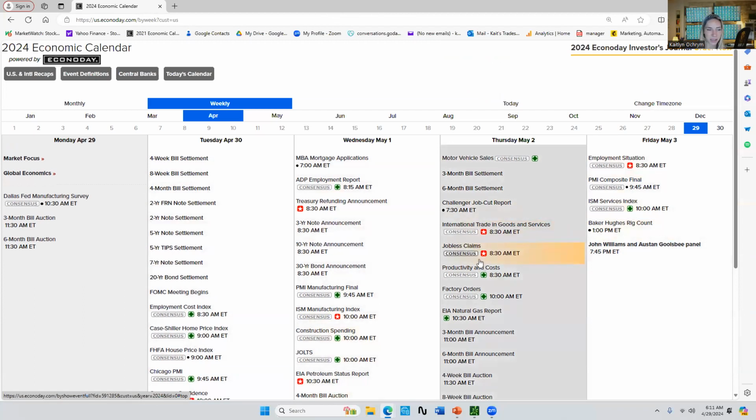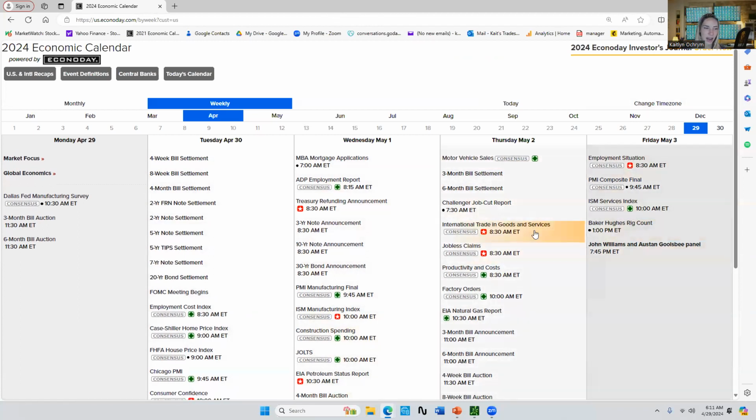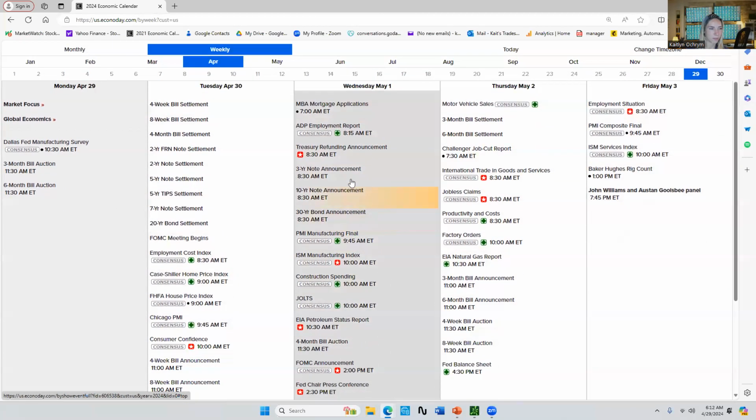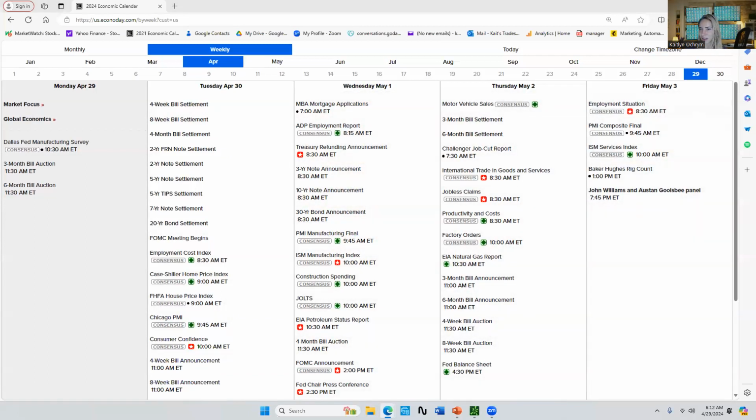Thursday, we've got jobless claims. Friday, we have employment situation. It's going to be a very, very busy week. And just make sure that you're aware that a lot of these economic reports do come out at 8:30 a.m. Eastern time. So the days that we do have live trading, there are going to be economic reports coming out 30 minutes prior.